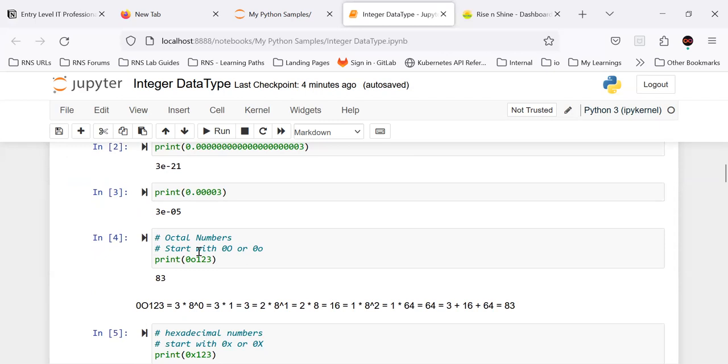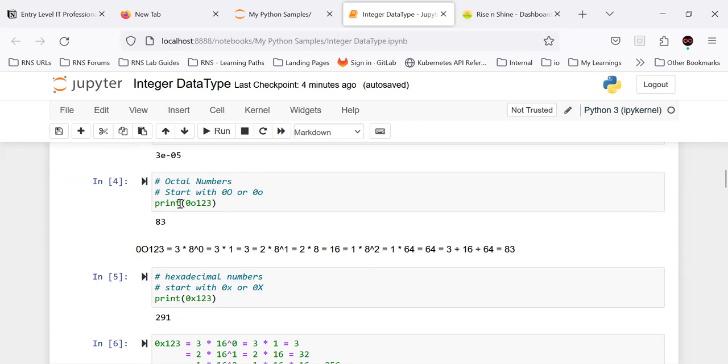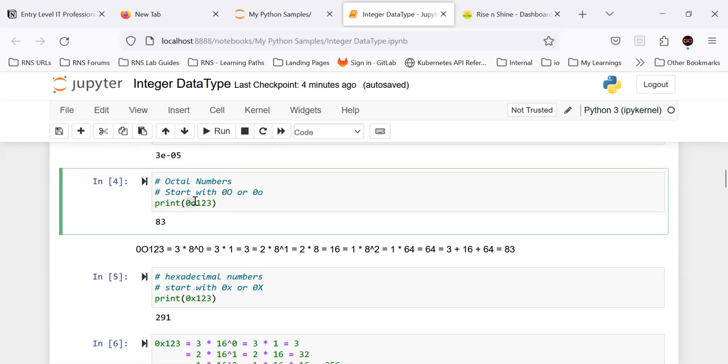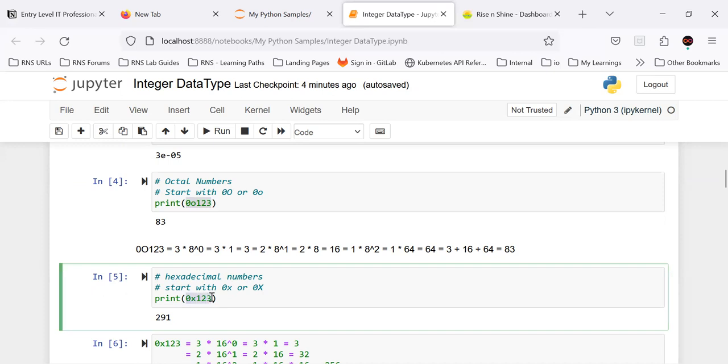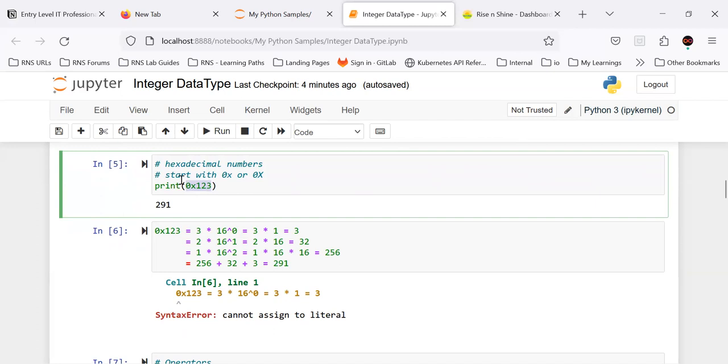And then octal numbers and hexadecimal numbers. How do we represent octal? That is a 0, and then the second letter should be either caps O or small o. So this is the octal representation of a number. And how do we represent a hexadecimal number in Python? That is 0x, either small x or caps X, which represents a hexadecimal number. But what exactly is this hexadecimal number?